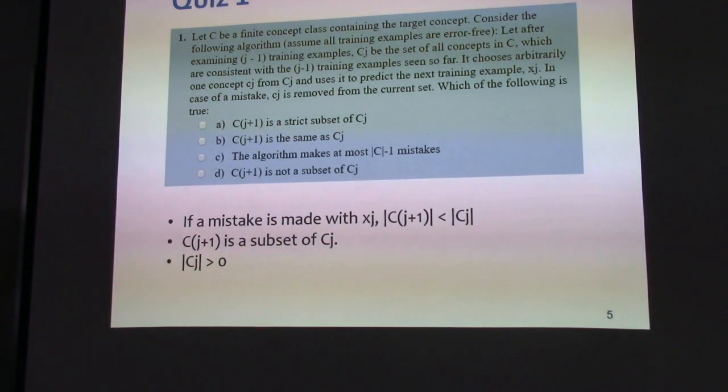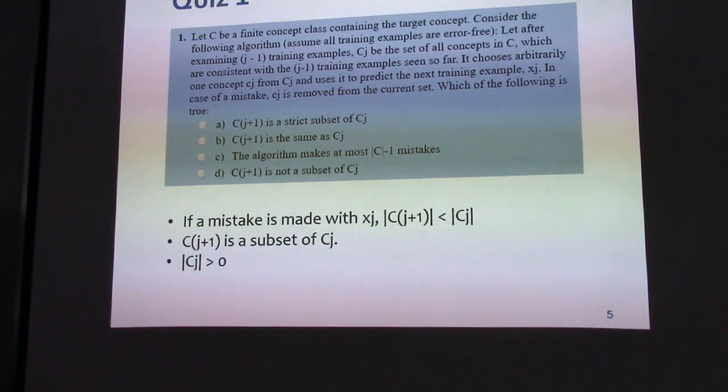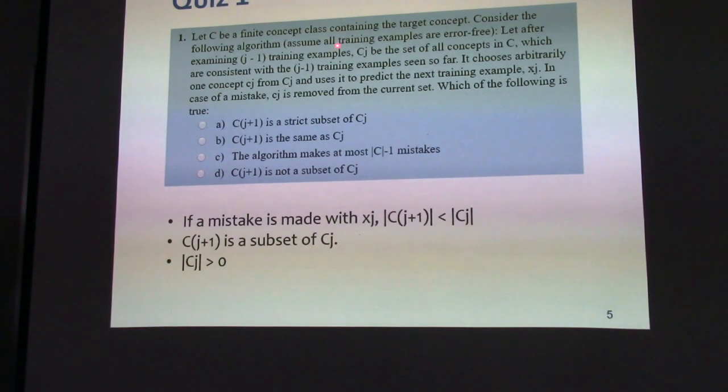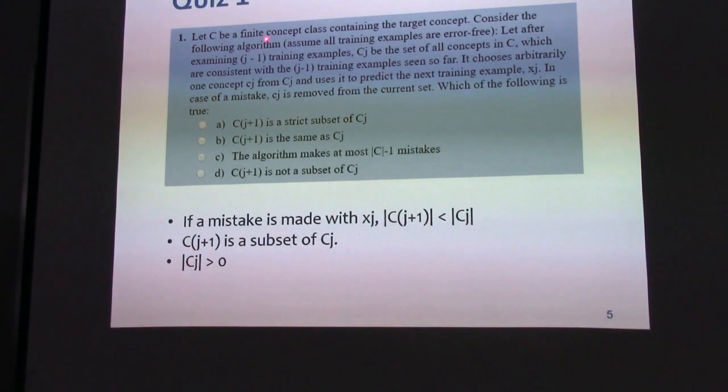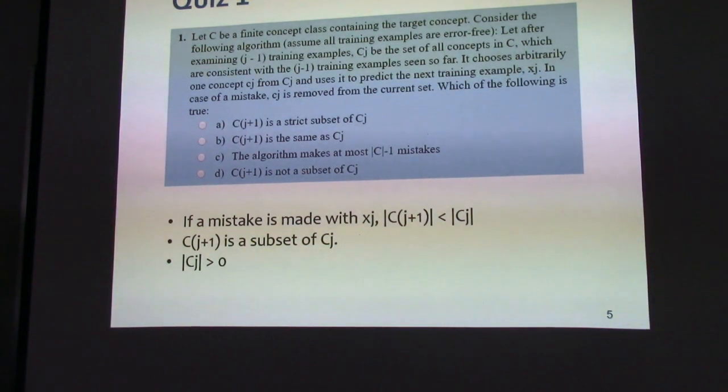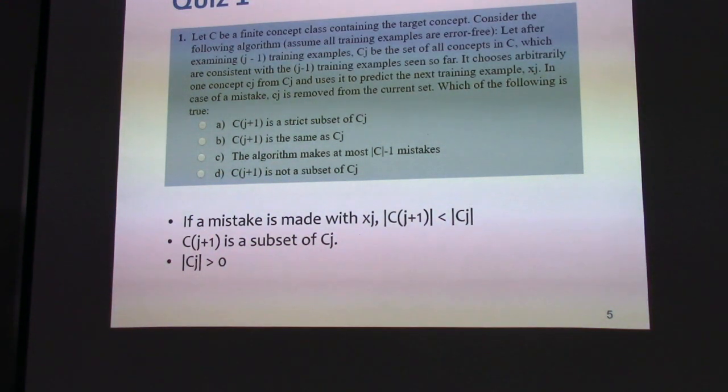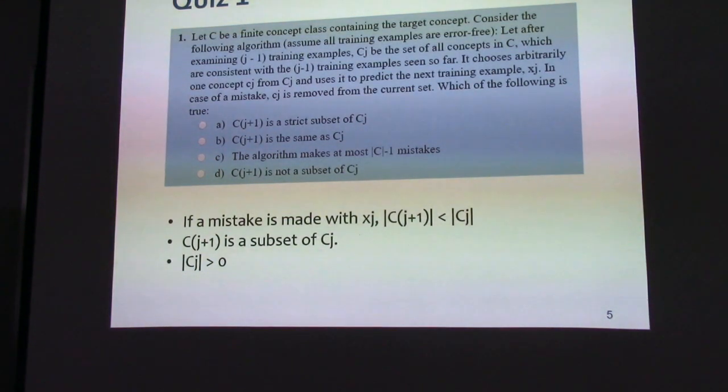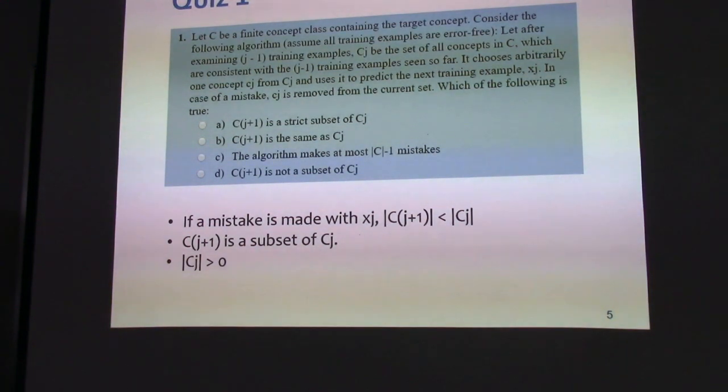It means the size of CG should be a positive number, because in this question we know that C is a finite concept class containing the target concept. So there should be at least one element in CG, so the size of CG cannot be 0. It should be a positive number. So for this kind of question, you need to know these conclusions.